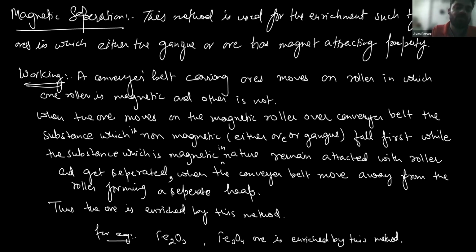This method is used for the enrichment of such type of ore in which either the gangue or the ore has magnet attracting property.